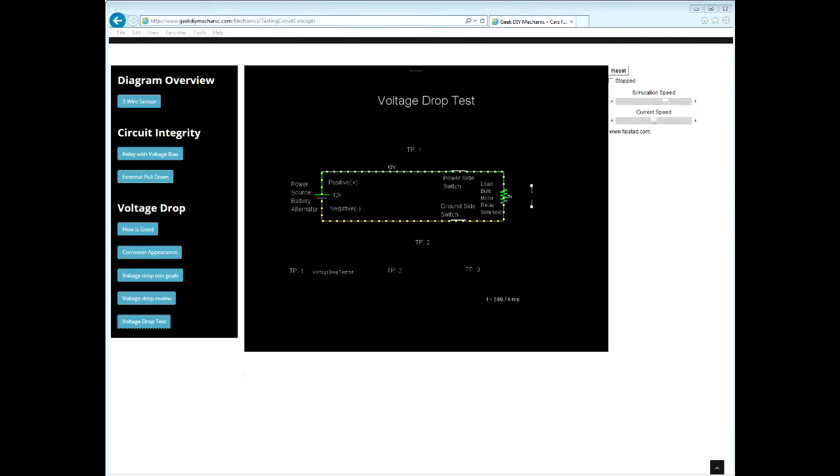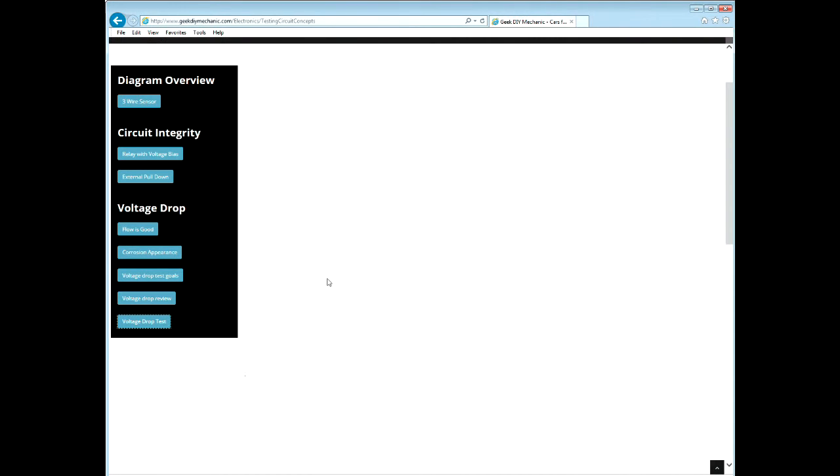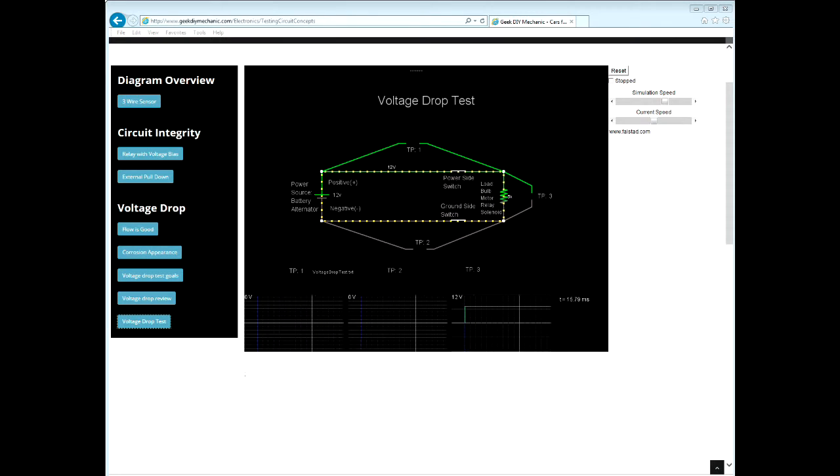Let's place the DVM test probes at strategic places on this circuit to start a voltage drop test. I'll do that by just reloading this circuit. First thing to remember is current must be flowing for voltage drop to occur. Therefore, to conduct the voltage drop test successfully, current must be flowing. What does that mean? The circuit must be on.